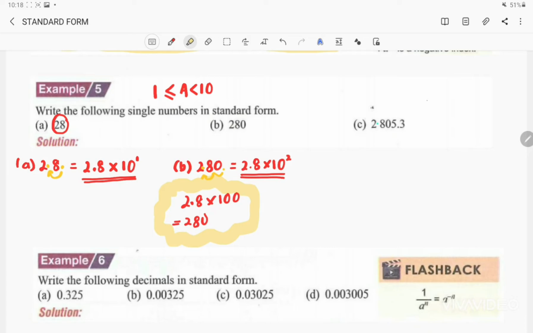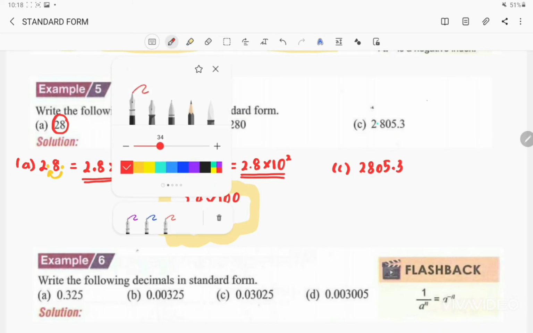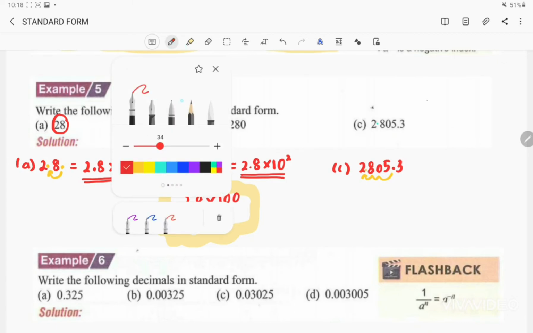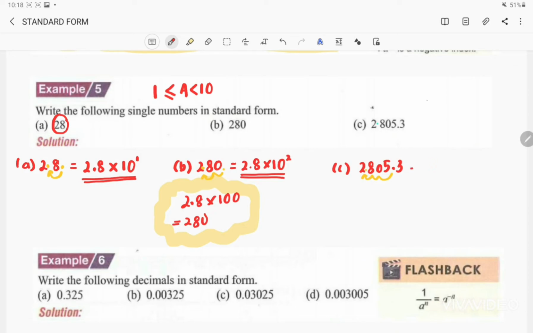Okay, alright. Next, C. Look at example C. Sekarang ni dia ada decimal and the value is 2805.3. Okay, so kita perlu tukarkan that number supaya kita dapat A less than 10. So 1, 2, 3. You shift decimal point 3 step to the left. Okay, and if we write this single number into standard form, we will get 2.8053 times 10 power of 3.